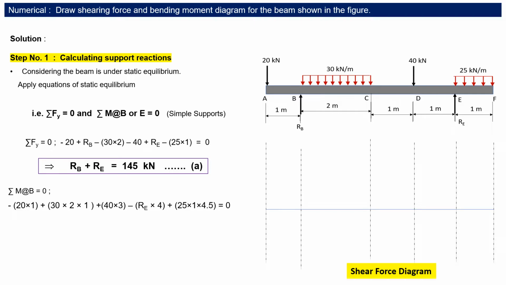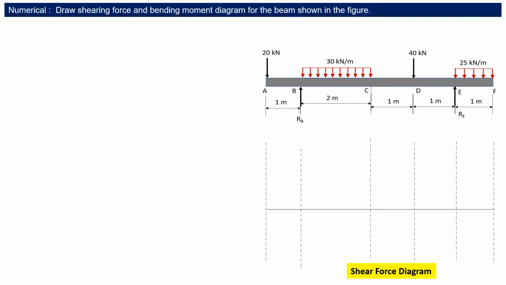The last one is the UDL on EF. The UDL intensity is 25 kN per meter, so the total load due to the UDL will be 25 into 1, and it acts at the mid of the EF portion. So the total distance of this load application will be 2 plus 1 plus 3, that is 4, and half a meter of EF, that is 4.5. After solving this equation, we get RE equal to 68.125 kN. Solving both equations, we find that the reaction at B, the simple support, is 76.875 kN, and the reaction at E is 68.125 kN. Now that we have calculated the reactions, we will develop the equations for shear force.